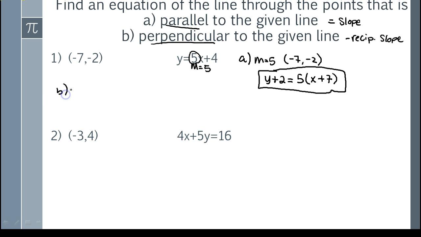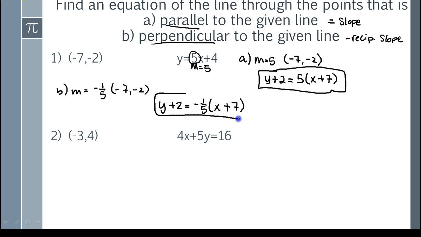For letter B, I'm going to use a slope of negative 1/5 because that's the negative reciprocal of 5, and I'm still going to be using the point (-7, -2). So my equation's now going to be y minus the negative 2, because that's my y coordinate, is negative 1/5 times x minus my x coordinate of negative 7. And it'll be almost the exact same line. The only difference is instead of 5, I get negative 1/5. Hit pause and do number 2 on your own, please.